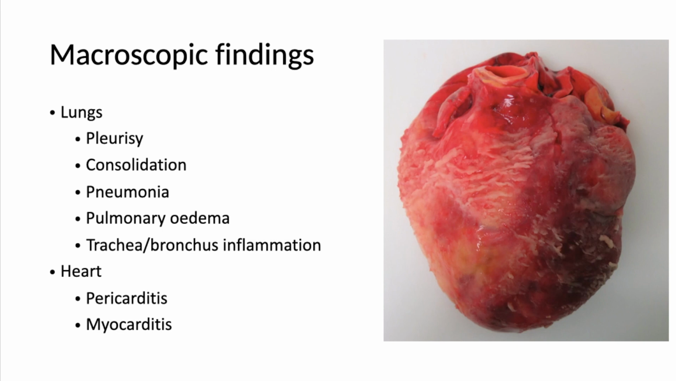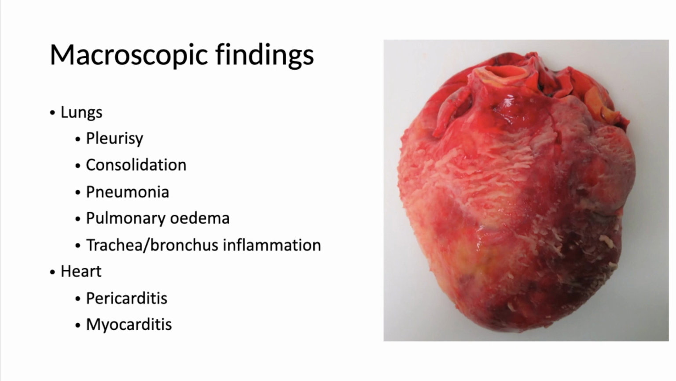So these are the described typical macroscopic findings that chiefly affect the organs in the chest. In the lungs, you might see pleurisy, consolidation of the lungs. You might see frank pneumonia, where you have a bacterial infection superimposed on a viral infection. You'll probably see associated pulmonary edema, and you'll probably see inflammation of the large airways. In the heart, you might see pericarditis or changes of myocarditis, although myocarditis is much more difficult to assess with the naked eye.